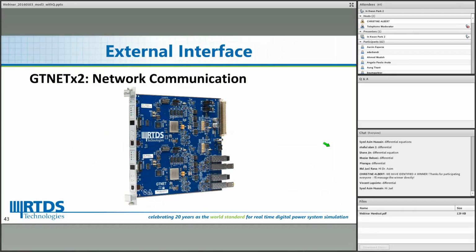And not only for those physical signal interfaces, it is becoming more and more important to have a communication interface. RTDS offers this interface card named the GTNet X2 in order to lay down the bridge between your simulation and the external world through communication. Very simply speaking, this card can be considered as the network interface card in your computer.